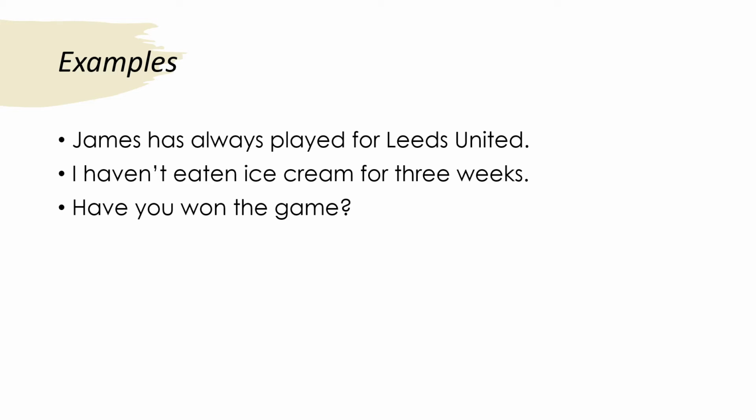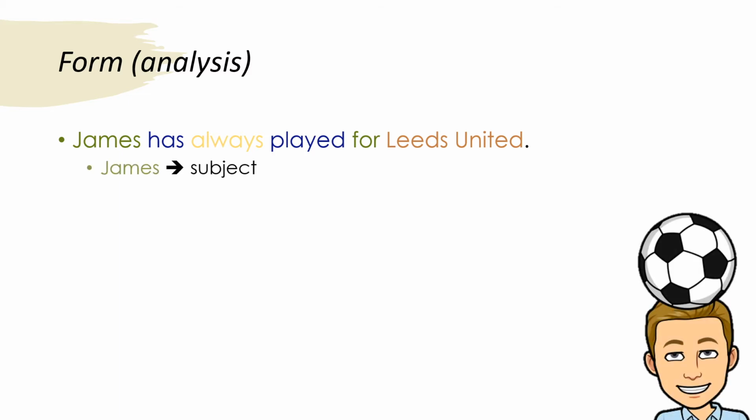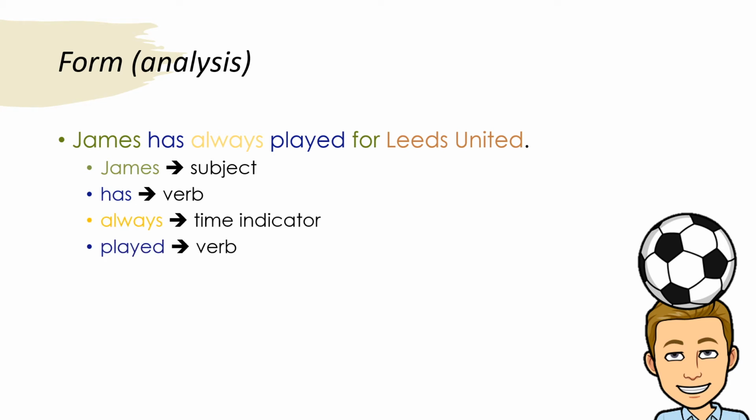To understand how we form the present perfect, we have to examine these sentences a bit further. So let's take a look at the first one. James has always played for Leeds United. If we analyze this one, we notice the following. James is a subject, has, my verb, always is a time indicator, played, another verb, and for Leeds United is the rest of the sentence.